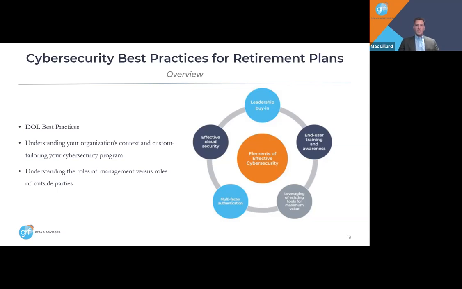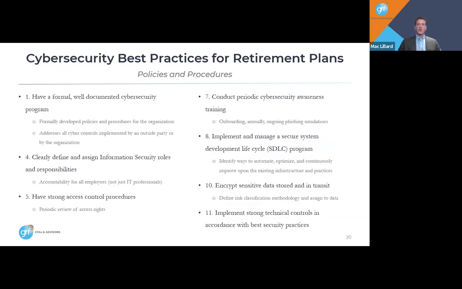And now we'll jump into that first overarching category, which is really the policy and procedure items. So as you can see here, there are 7 out of the 12 that I think fall under that policy and procedure bucket. So this first one here is having a formal, well-documented cybersecurity program. And this, again, is an organization-wide concept. This isn't something that should just be applied to the employee benefit plan.